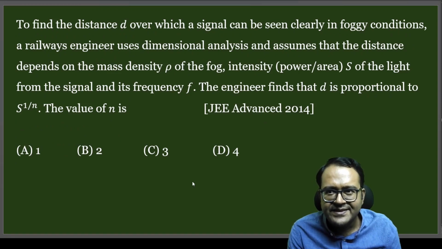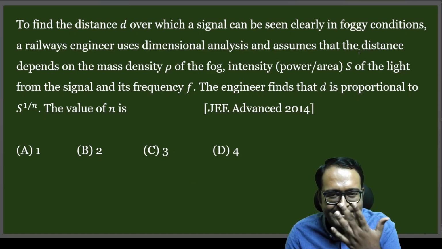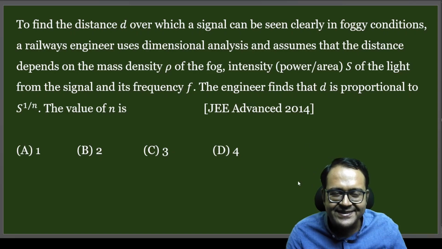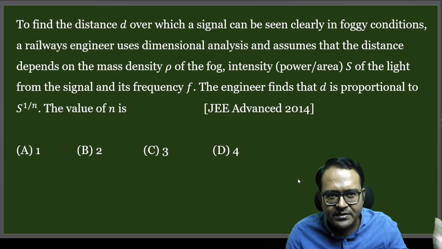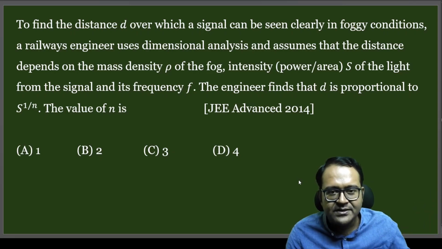A signal. You just pause and study the problem. We have a railway signal there. We need to find out the visibility distance of a signal in foggy conditions. You cannot see a signal from 1 kilometer away, right? You see a signal, say, around 100 or 200 meters away. So that distance I need to find with dimensional analysis.